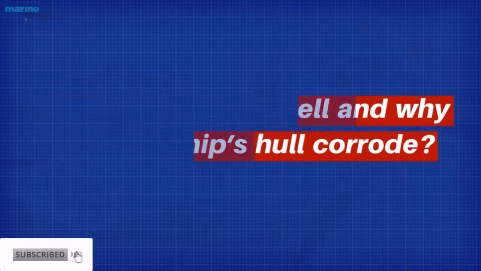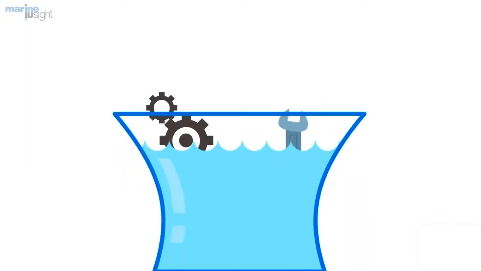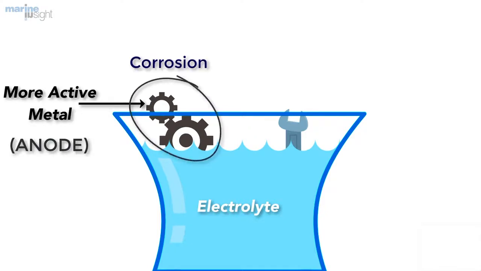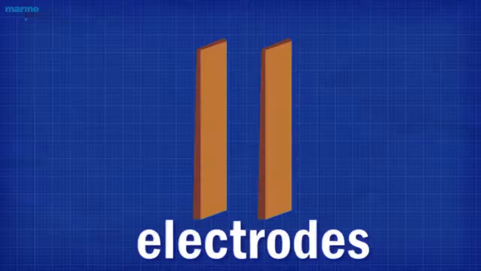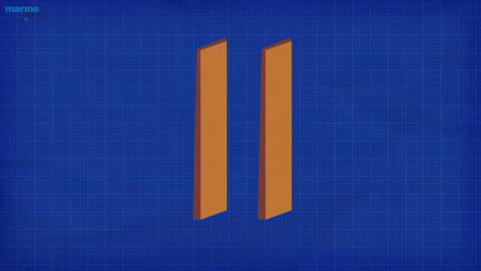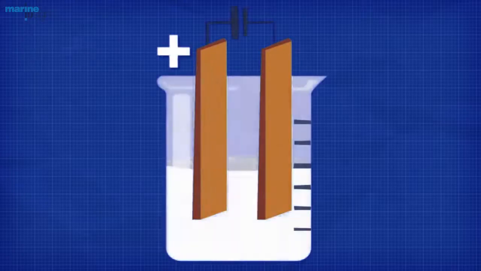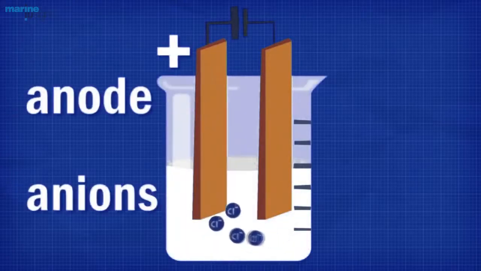When two dissimilar metals are in contact with each other in the presence of a corrosive medium or electrolyte, the more active metal in the galvanic series acts as an anode and undergoes corrosion. This means in a galvanic series of metals, the more active metal acts as anode and undergoes corrosion, and the less active metal acts as cathode and stays protected.